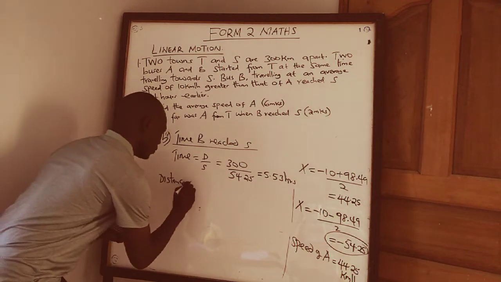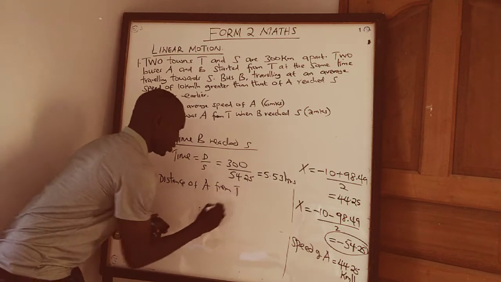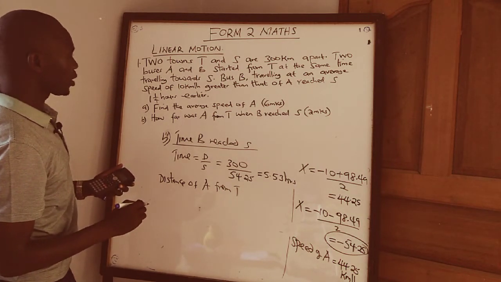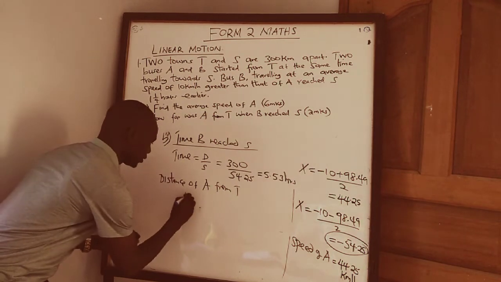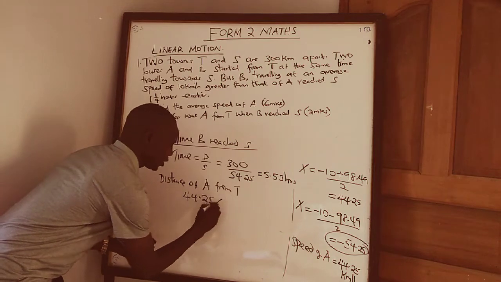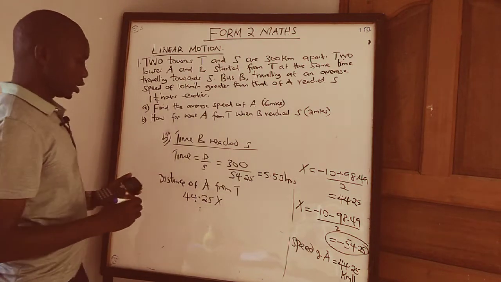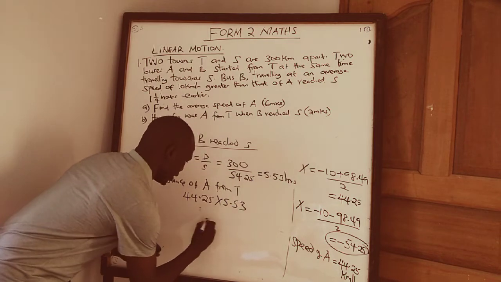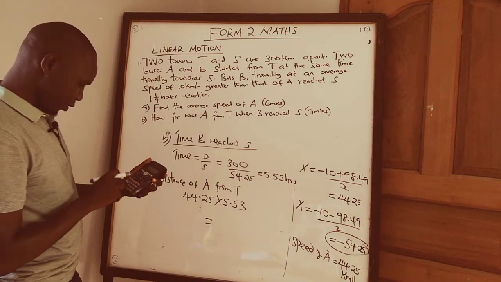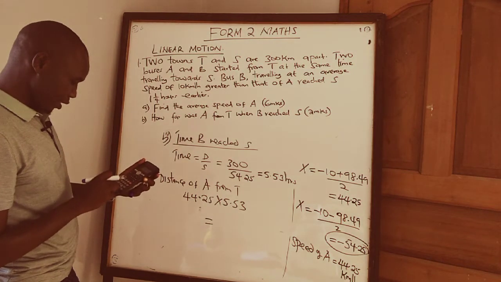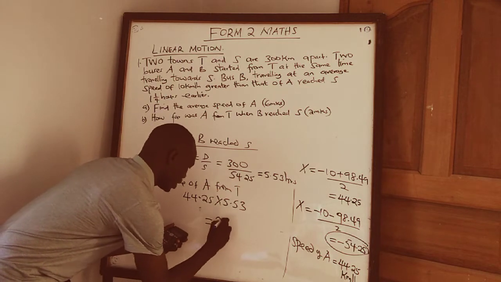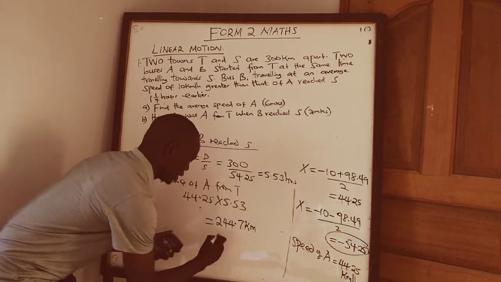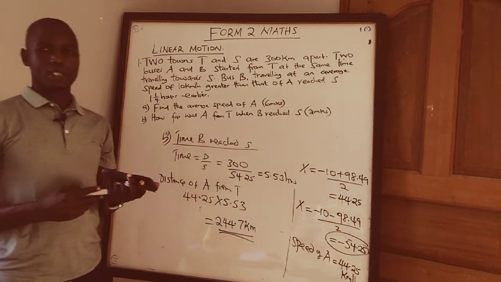Now to calculate the distance, how far was A from T? We need to take the speed of A, and A was traveling at 44.25. Then we multiply by the time bus B took to arrive at town S, which is 5.53. This is 44.25 multiplied by 5.53, and this gives us roughly 244.7 kilometers, and that is the answer to part B of that question.